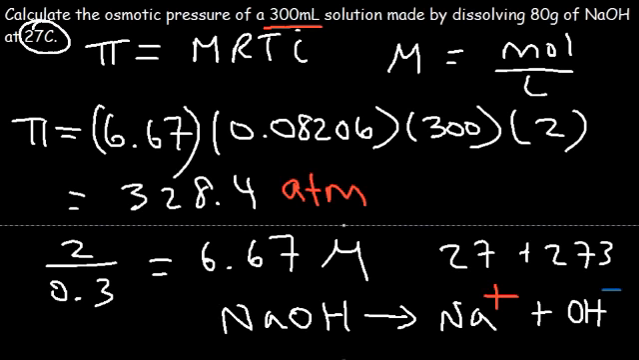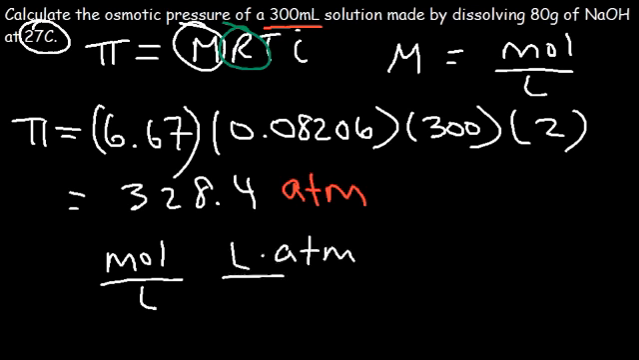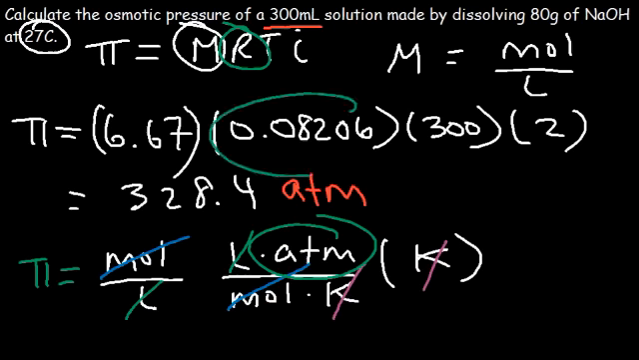Now let's understand the units behind the equation. Molarity has the units moles per liter, and the gas constant R is 0.08206, and the units are liters times atm divided by moles times Kelvin, and the temperature has the unit Kelvin. So as you can see, the Kelvin unit will cancel, moles will cancel, and liters will cancel, which means that pi has the unit atm. So if you use the gas constant 0.08206, the osmotic pressure will be in atm.